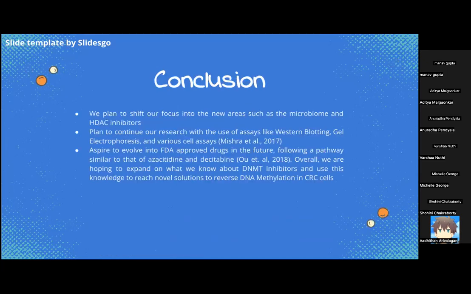So in conclusion, we plan to shift our research into new areas like HDAC inhibitors and the microbiome. And we plan to continue our research with these new assays like characterization and Western blotting. And the final scope of our project is to evolve into an FDA-approved drug in the future, following a pathway similar to that of 5-azacitidine and decitabine. And overall, we're hoping to expand what we know about these DNMT inhibitors and reach novel solutions to reverse DNA methylation in colorectal cancer cells.